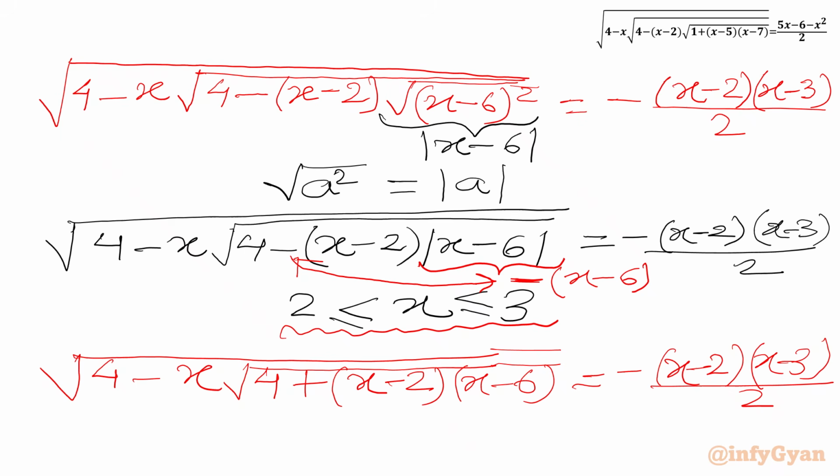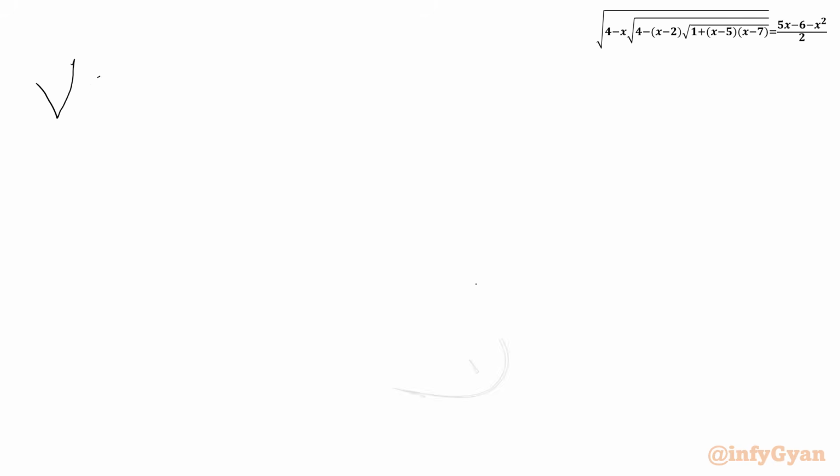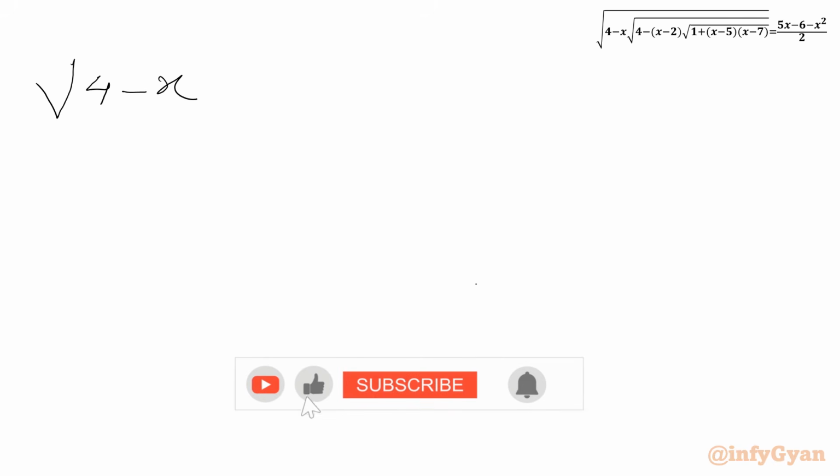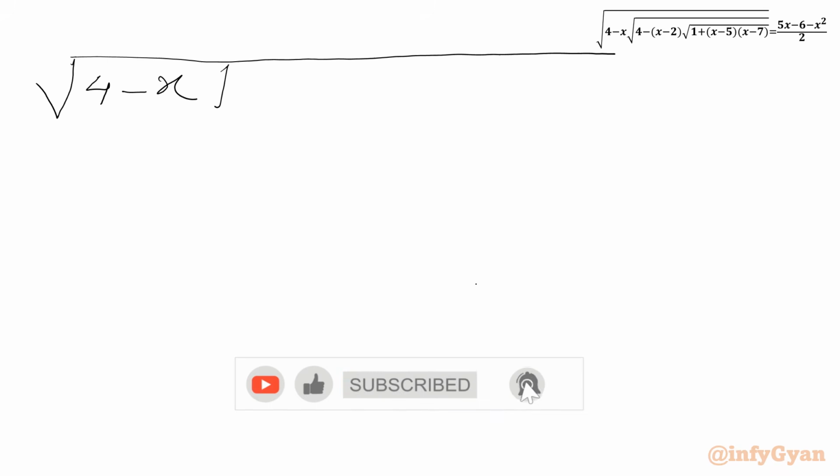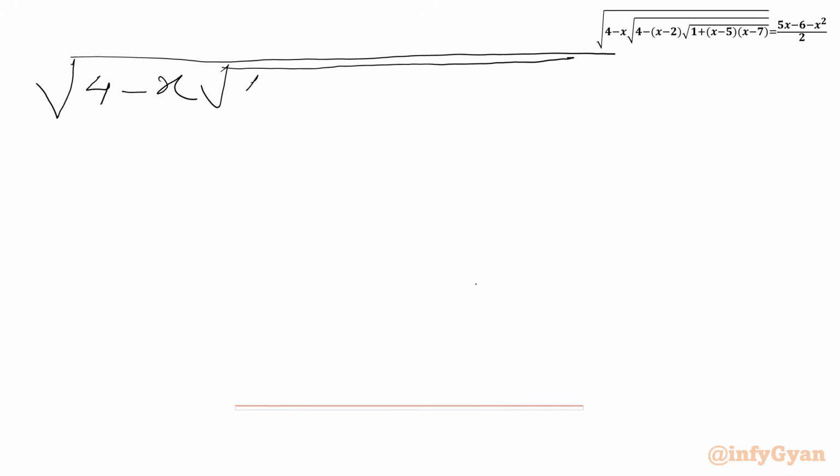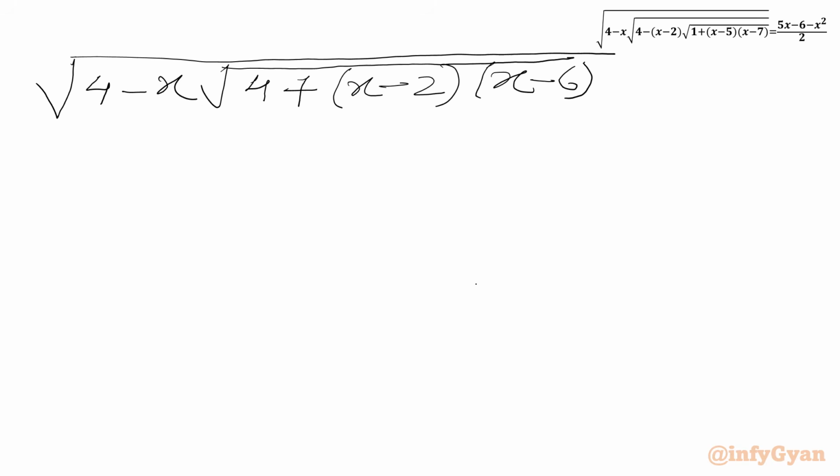Again we will use the difference of two squares formula over here. Let me write the square root of 4 minus x, square root of 4 minus x minus 2, and minus of (x minus 6). So we can write plus here, and here we will be writing x minus 6. And in the right hand side we can write minus of (x minus 2) times (x minus 3) over 2.